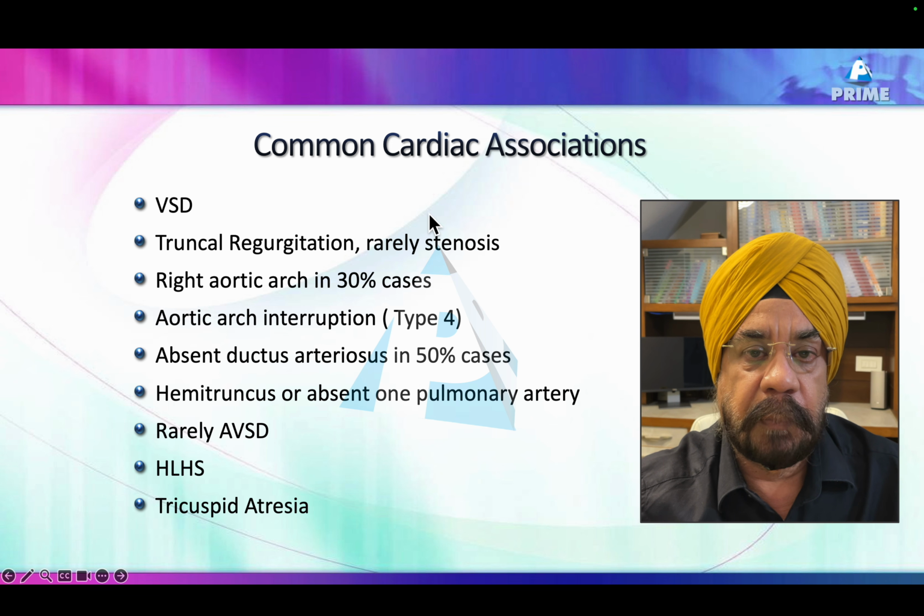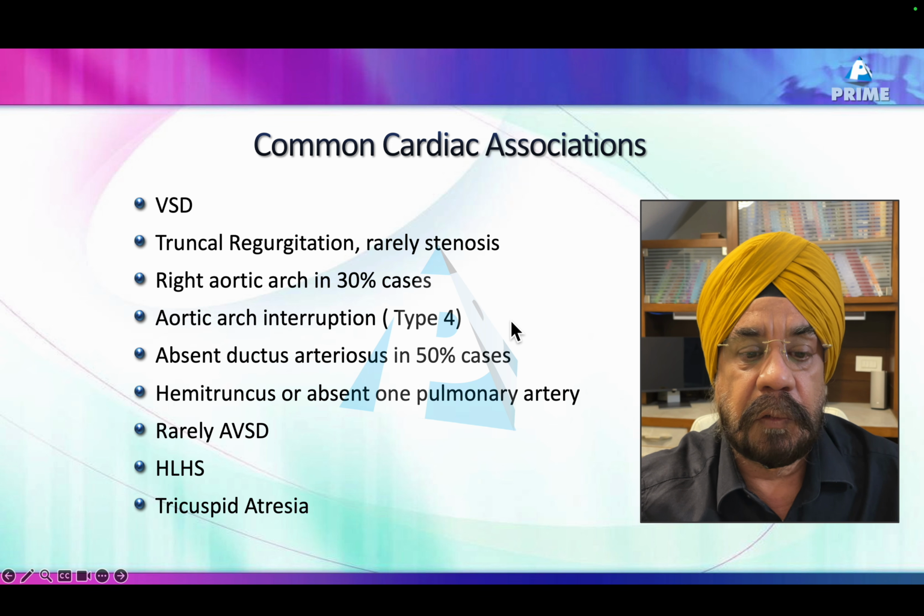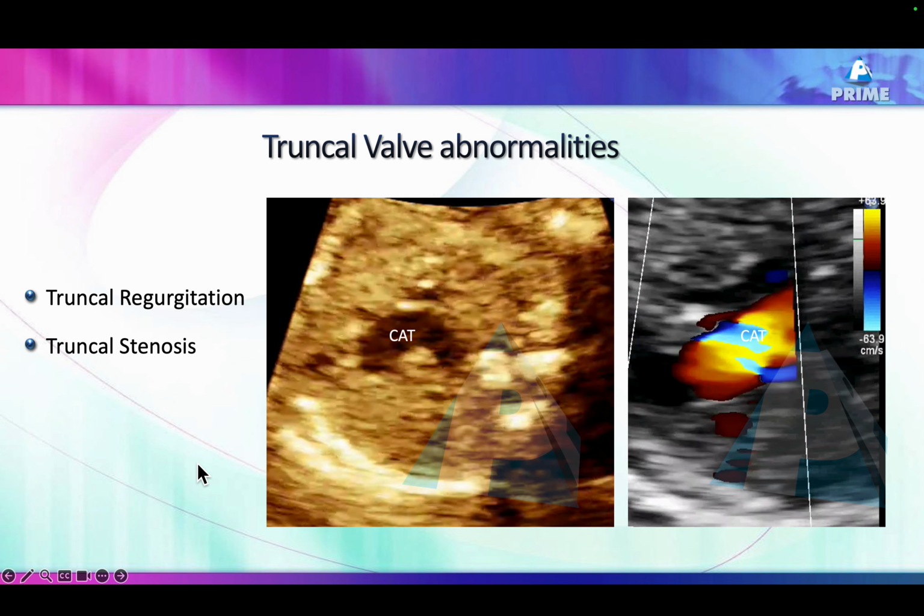So now summarizing the associations we can have. Cardiac associations: the VSD is almost always there, truncal regurgitation, and you can rarely have stenosis. Right-sided aortic arch, you can have aortic arch interruption as I showed you in type A4. Then you can have an absent ductus in about 50% of the patients. Hemitruncus is a kind of misnomer. I won't go into the detail, but one can rarely have HLHS or AVSD in the truncus category.